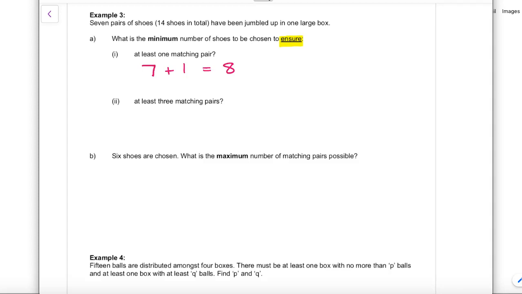So the minimum number of shoes to be chosen to ensure at least 3 matching pairs: we could go through and choose the 7 shoes, but then we need to choose another 3 to ensure that they all match to one of the 7 that was chosen in the first group of 7 shoes. So we'd actually need 10 shoes to be chosen.